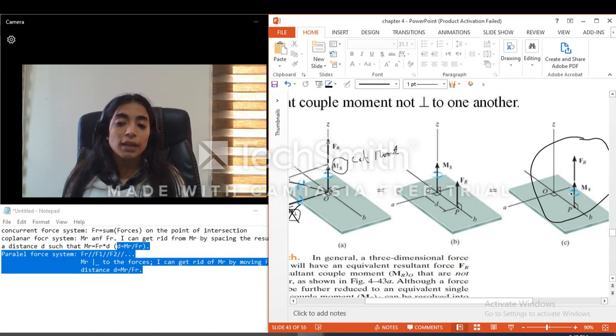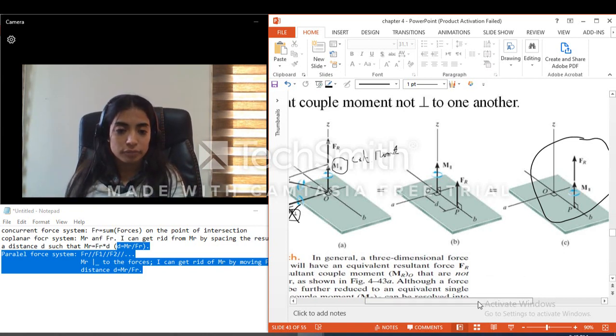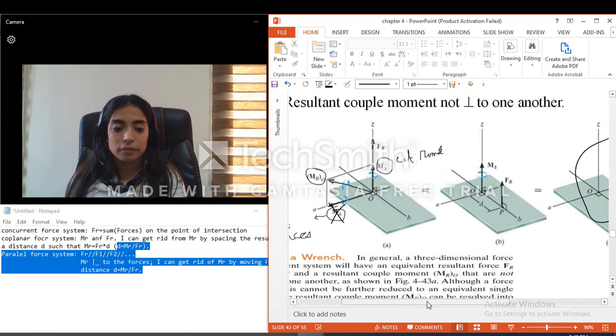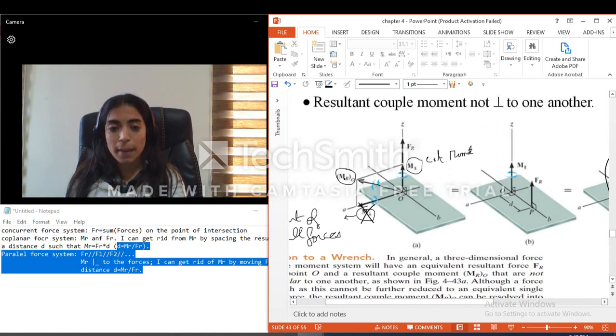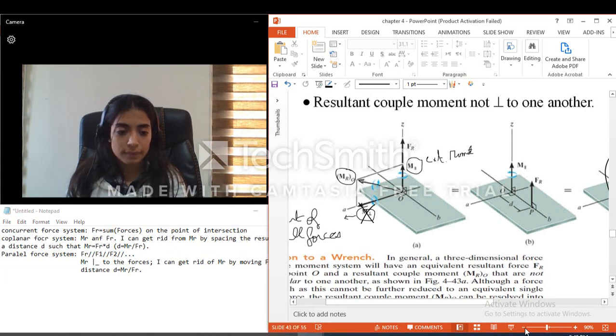Okay, so let's now do the inverse. What if, guys, I have directly this system MR that is not perpendicular to FR? So I have an MR here around O and FR. What I should do is decompose this MR into M perpendicular and M parallel. And then I can find D that is equal to M perpendicular over FR.